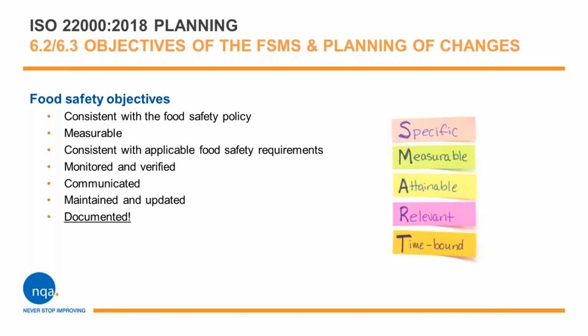Okay, so you can use, for example, the SMART term in order to guide you for the establishment of these food safety objectives. And once you have the food safety objectives set, if there is any kind of change in your organization, you must maintain the integrity of the food safety management system. So you really need to consider all these changes in order to then conduct a revision of the food safety management system and ensure that it's still working as expected.